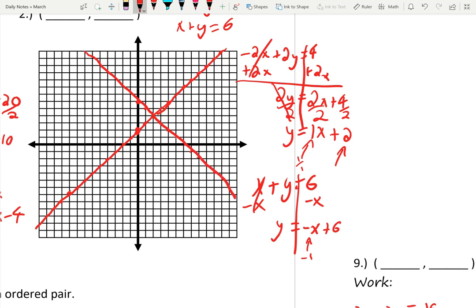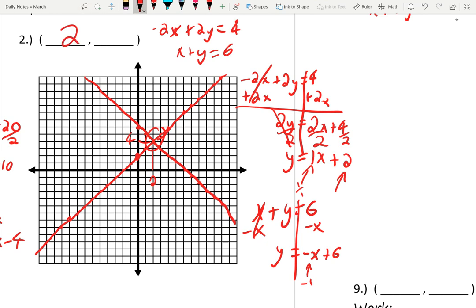And so these two lines, they cross at this point, which is 2 on x, 4 on y. So our answer is the point 2, 4.